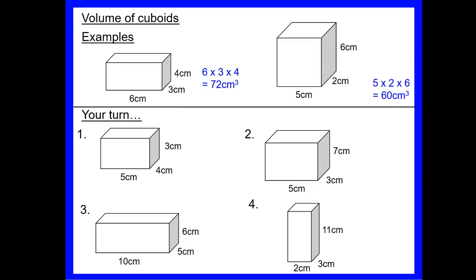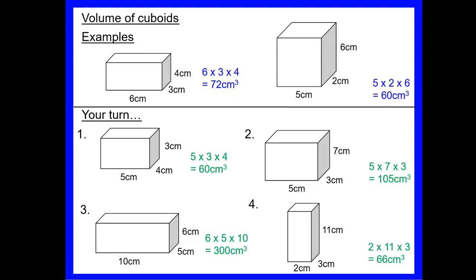All right, so let's have a check through the solutions then. So the first one, 5 times 4 times 3 is 60 centimetres cubed. For the second one, we've got 5 times 7 times 3, which is 105 centimetres cubed. For number 3, 6 times 5 times 10 is 300 centimetres cubed. And our last one, 2 times 11 times 3 is 66 centimetres cubed.